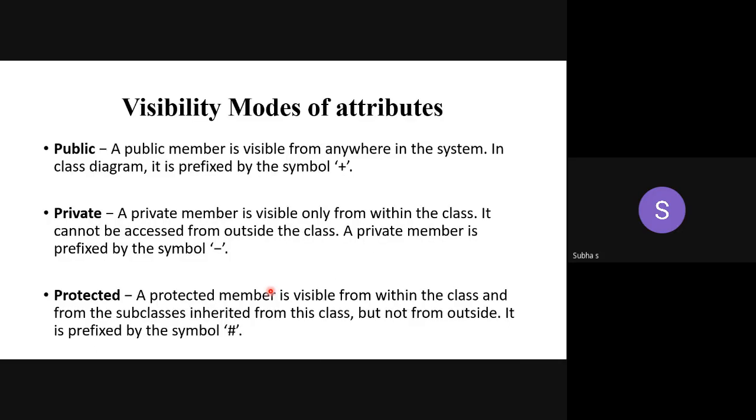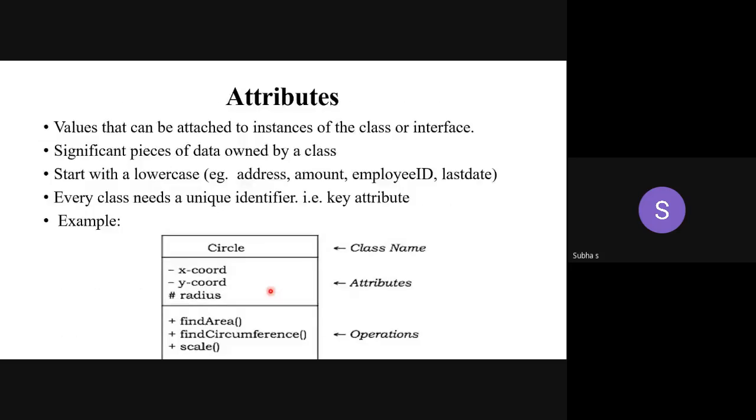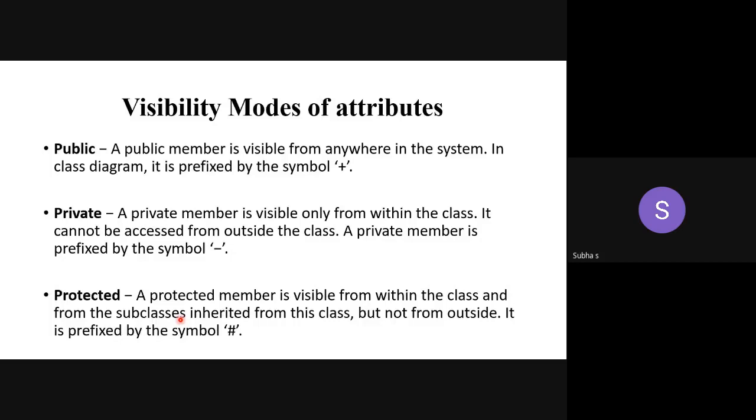So a public member is visible from anywhere in the system. So in a class diagram, you have to mention it as plus before the attribute. It is prefixed. Then private. Private is visible only within the class. We can't access these private members by the outside objects or by the objects of outside classes. So that is treated as private. The symbol for private is minus, not hyphen symbol. Minus sign denotes private, plus sign denotes public, and hash symbol denotes protected.